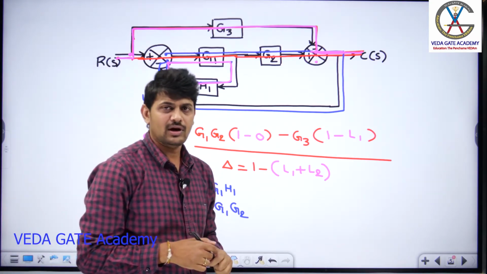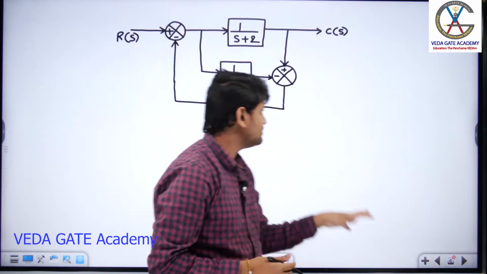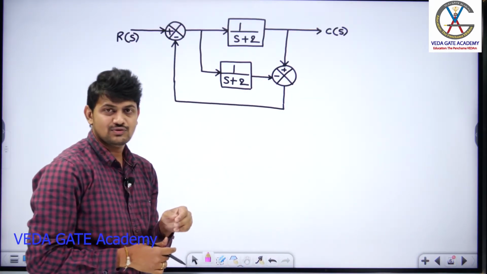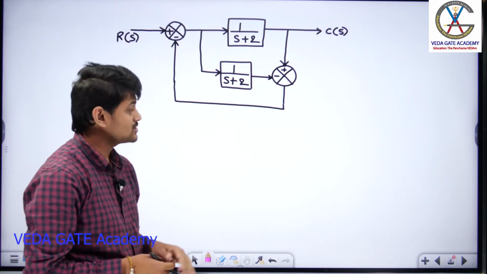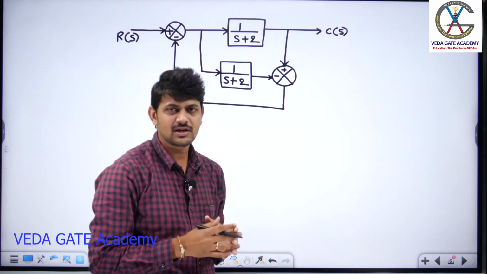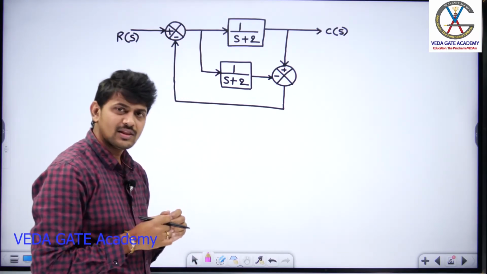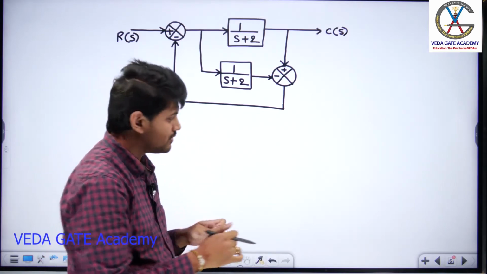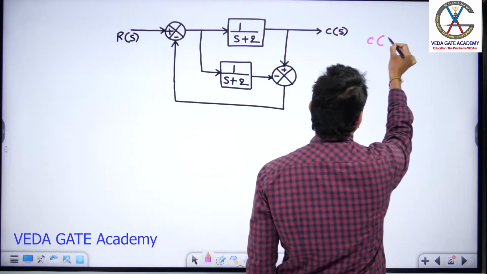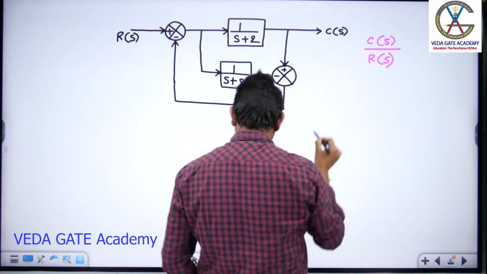Now I will give you one more interesting question which was asked in the GATE exam. This is a previous GATE question which was asked for 2 marks, and nearly 90% of the students made a mistake while solving this particular question. What they have done is, first I will tell you the procedure. What they ask you to determine is the ratio of C of S by R of S. And they have given the options in this fashion.